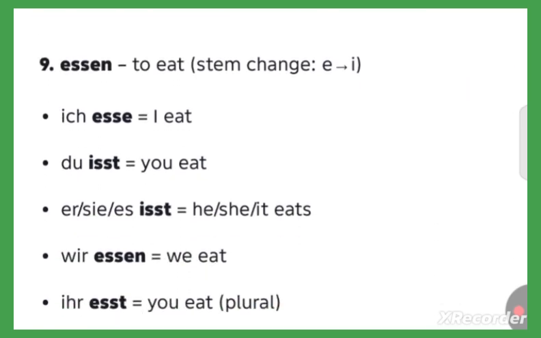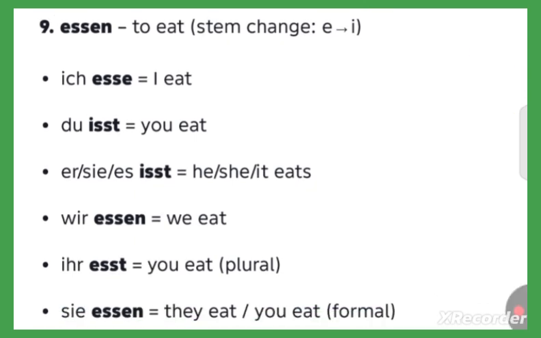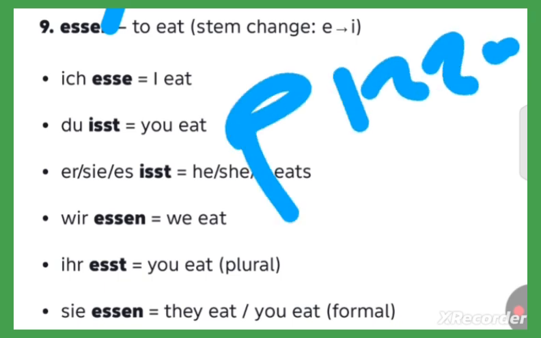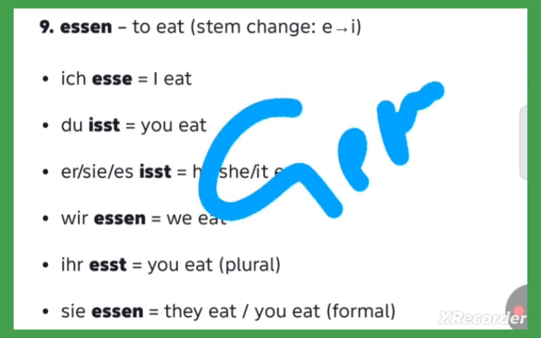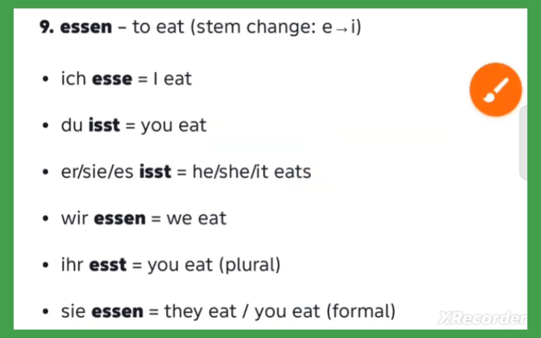Essen, essen is to eat. Those having the letter E at the beginning, like we said, change to I under du and er/sie/es, like I said earlier. The same applies to essen. If you're using ich, just remove the N: ich esse, meaning I eat. For example, ich esse Pizza, I eat pizza. I eat vegetables, Gemüse: ich esse Gemüse. It is whatever you eat.